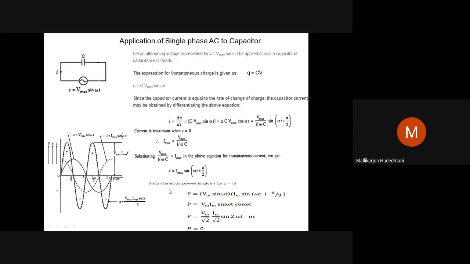Later, is there any consumption of power by the ideal capacitor? Definitely not. An ideal capacitor will not consume any power. It stores whatever energy you supply as an electrostatic field, and it is retrieved back to the source whenever required. Then power consumed over a cycle must be zero. Then how are we going to prove it?